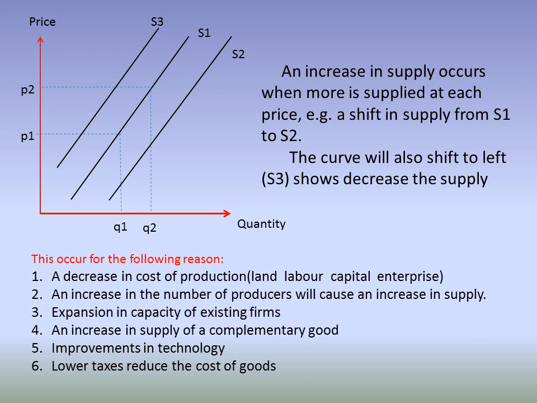The diagram on the left shows the shift in the supply curve. An increase in supply, S1 to S2, occurs when more is supplied at each price. There are some reasons below the diagram.